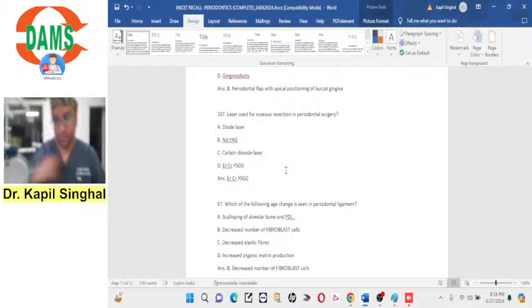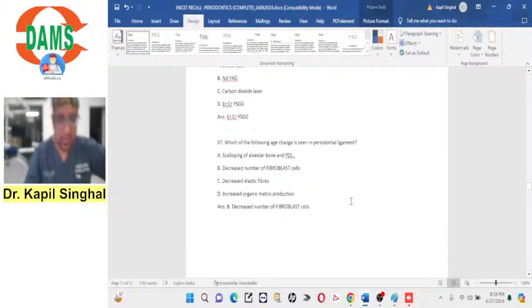Er,Cr:YSGG laser. Okay, next question is which of the following changes is seen in periodontal ligament? Let's see the options. First option is scalloping of alveolar bone and PDL. So again, not a complete option. Let's see, because the proper option is increased scalloping of alveolar bone. That is a correct answer. Anyhow, second option is decreased number of fibroblast cells. This is a correct answer.